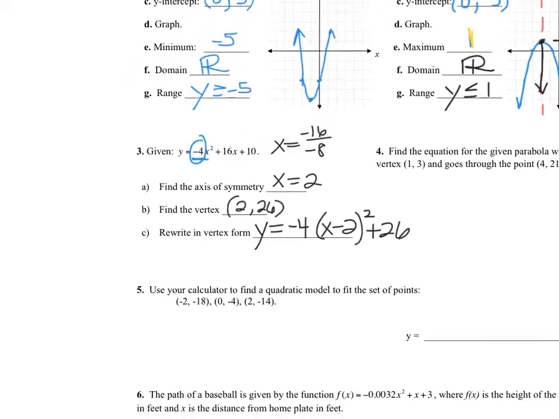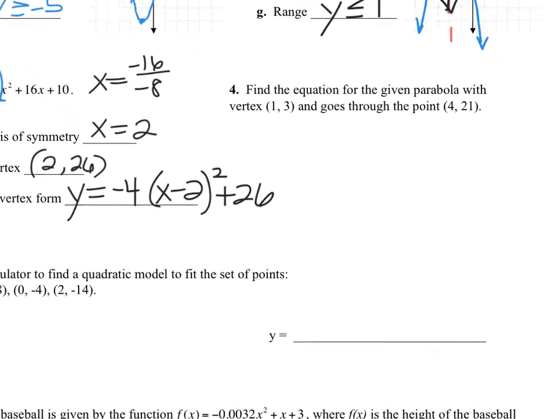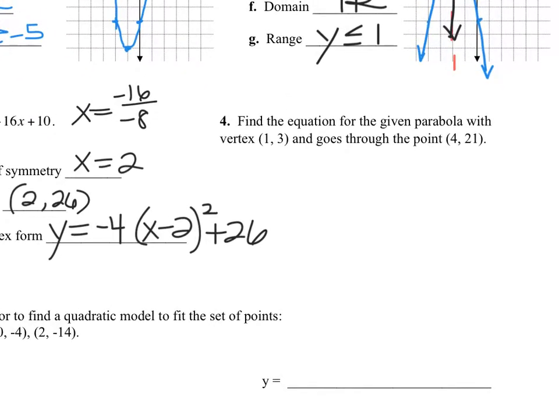All right. Number 4. Here's the one that a bunch of you can do in your head. So try it. Find the equation. I can't do this in my head. Find the equation for the given parabola, given the vertex and a point it goes through. Okay. First thing I'm going to do is I'm going to plug the vertex in. x -1 squared plus 3.